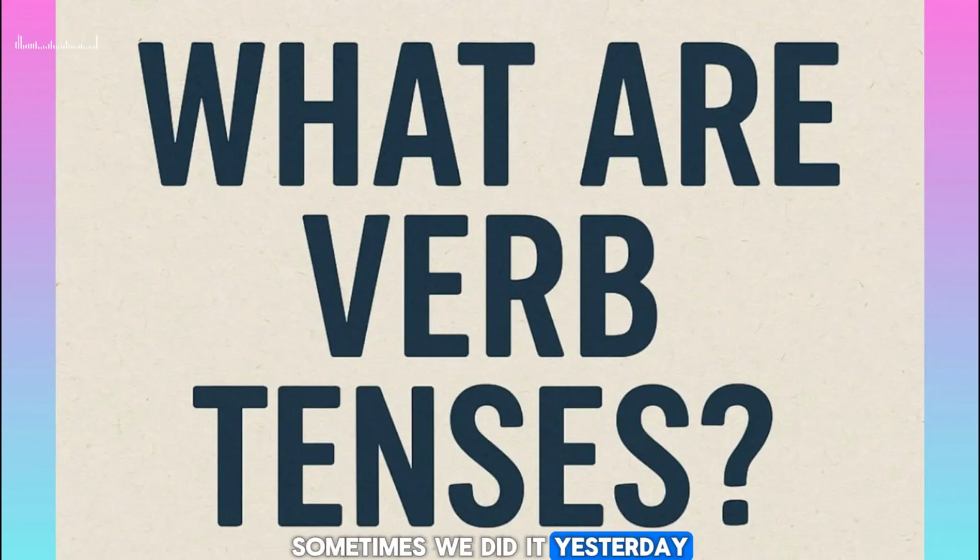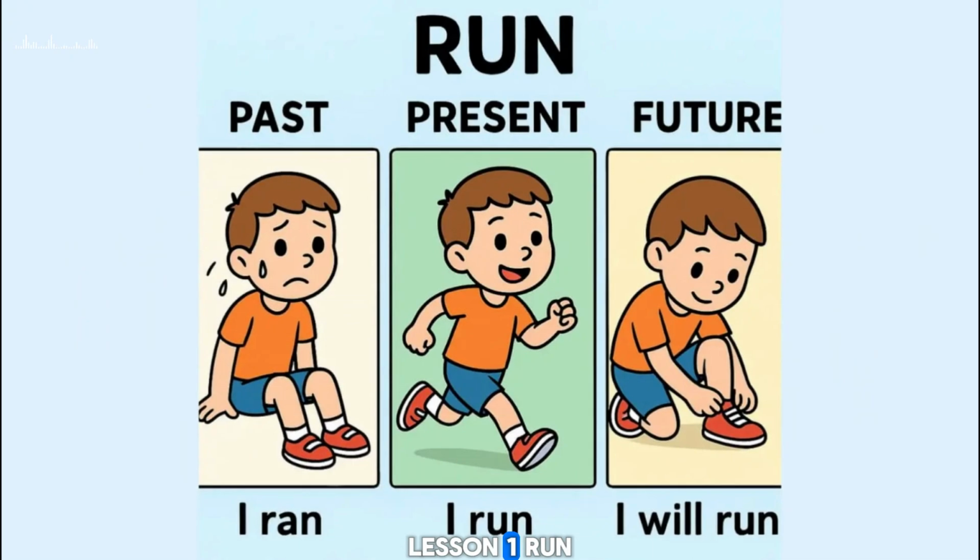Sometimes we did it yesterday. This is past. Sometimes we do it now, today. This is present. Sometimes we will do it tomorrow. This is future. Verb tenses show us these different times. Let's see how.